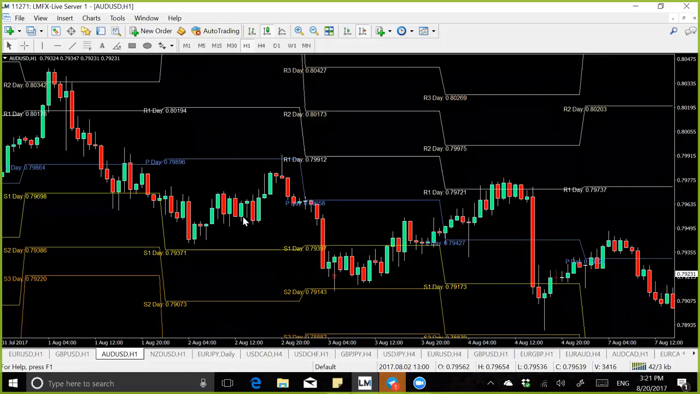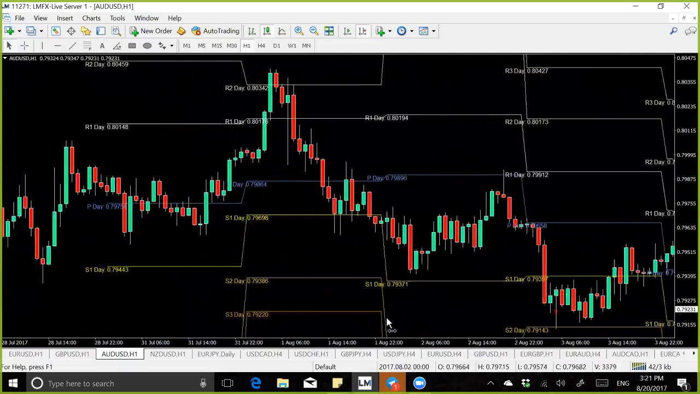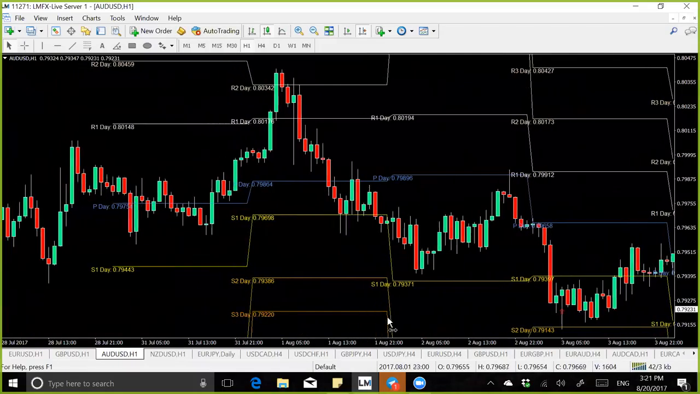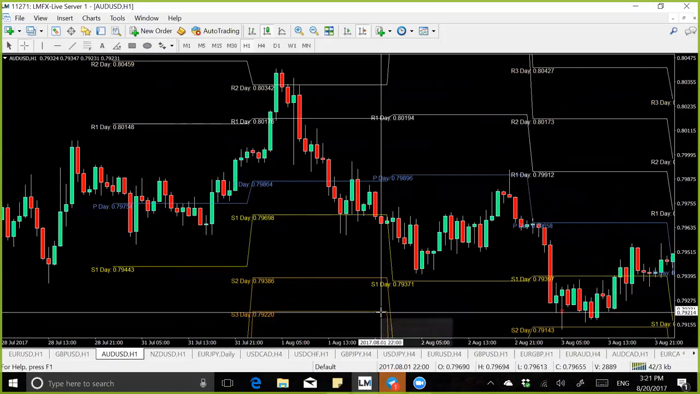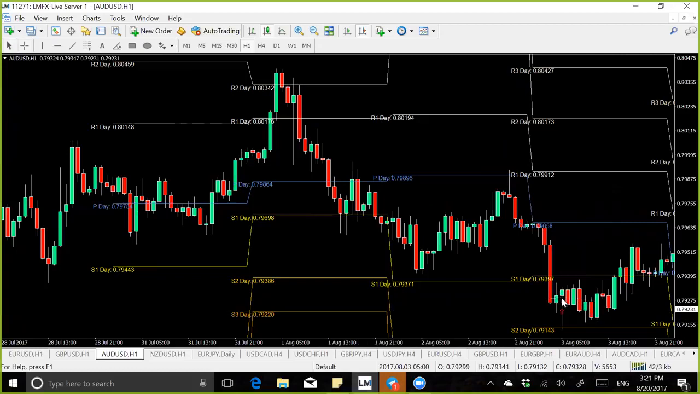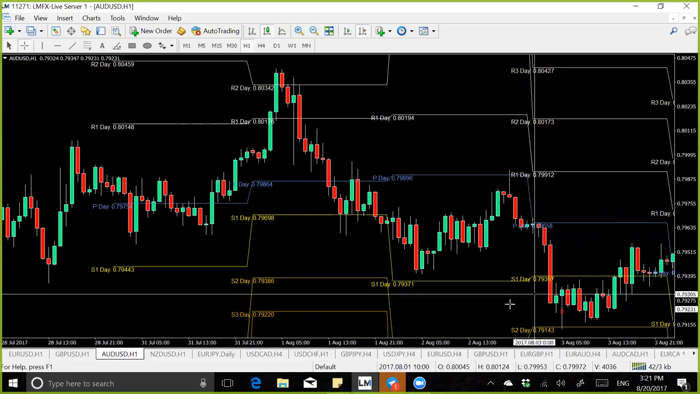Now, what's the next thing we want to check? Next thing we want to check is, is it bouncing off of a pivot line? If this was a live market, it would look like this, right? So if we extend this pivot, it is bouncing off of that, right? So you enter long at the next candle.